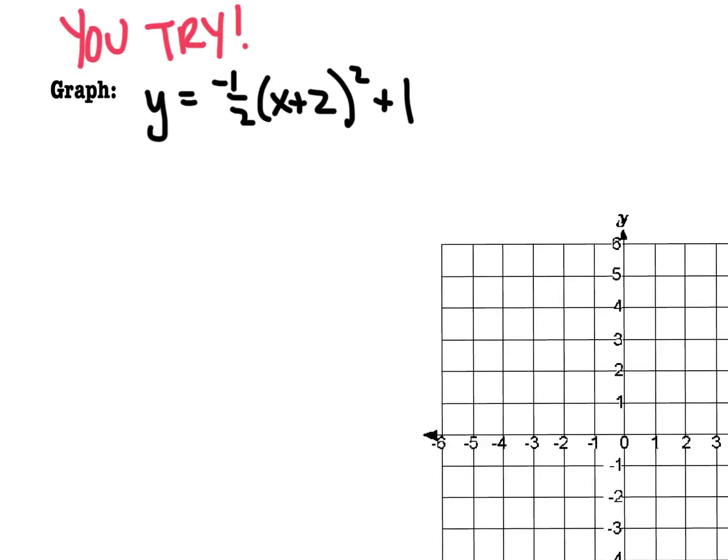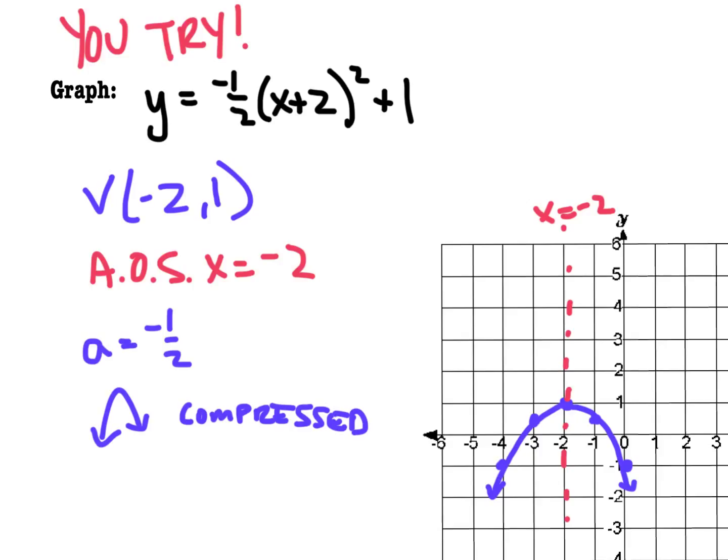All right, so pause the video and you give it a shot. Okay, so you should have seen that the vertex is at negative 2, 1. Right here, this is my vertex. This graph has a maximum. The maximum value is the y value 1. The axis of symmetry is x equals negative 2. Since a is negative 1/2, we know it opens down and it's compressed. So instead of going over 1 down 1, I had to go over 1 down a half. Or instead of going over 2 down 4, I went over 2 down 2. Because each of the y stretches get compressed by half.